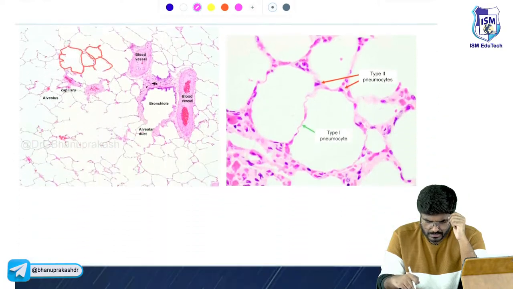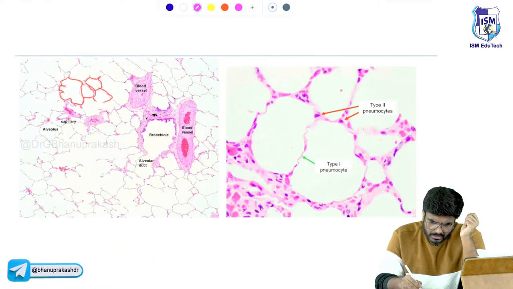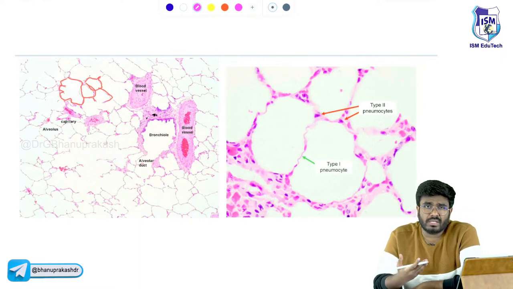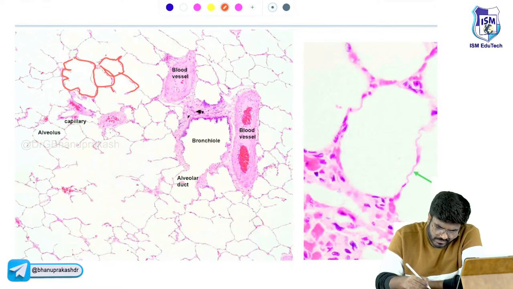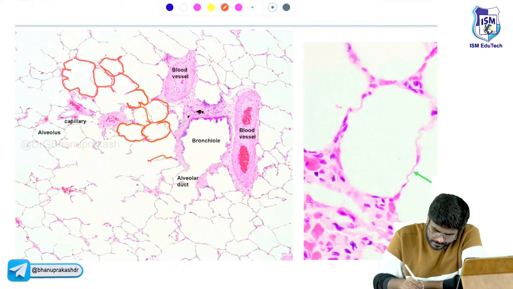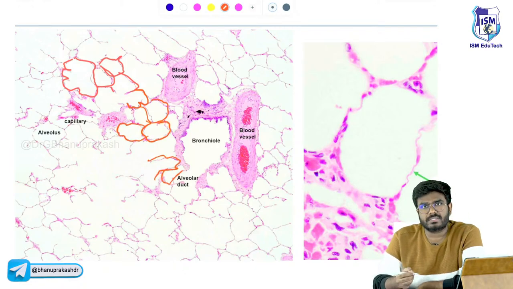Okay. See, this is the normal lung, not epithelium. This is how the lung is going to look under the microscope. You can see these air spaces, right? The image-based question which was asked. All these are the air spaces. You can appreciate all these are the air spaces.